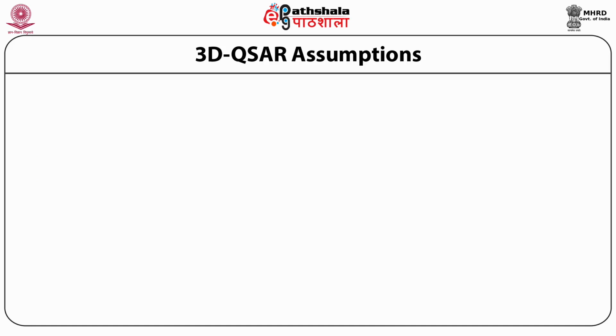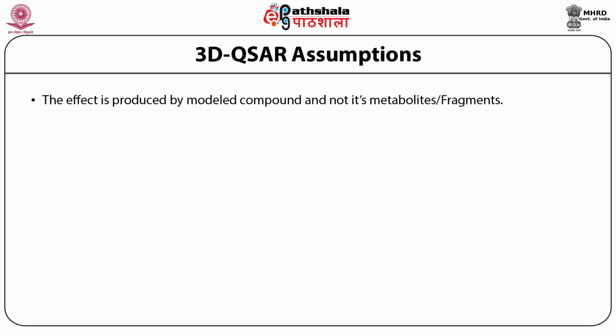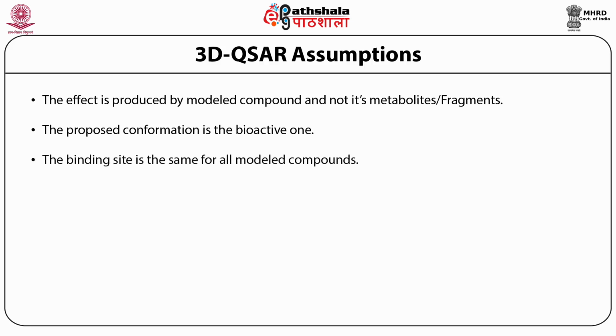And here I summarize most of them. One is that the compound itself is binding to the receptor, not its metabolite or fragment. As well, it should not have a different conformer for bioactive and a different conformer otherwise. So one can take a minimized structure, or one can take a few different structures and calculate the fields. However, it is considered that that conformer actually is the bioactive one. Similarly, it is expected that all the compounds for which the QSAR is to be generated must be binding to the same binding site.